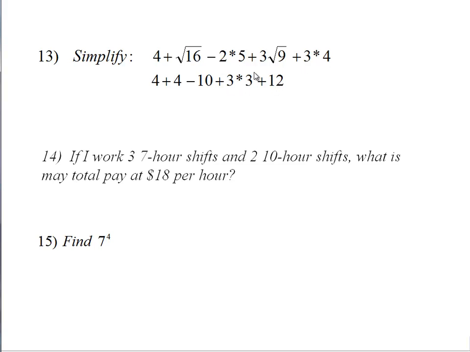Okay, then again we do our multiplication first. But we can just add these together. 4 plus 4 makes 8, minus 10 plus 9 plus 12. Then you can just type this directly in your calculator and get 19.